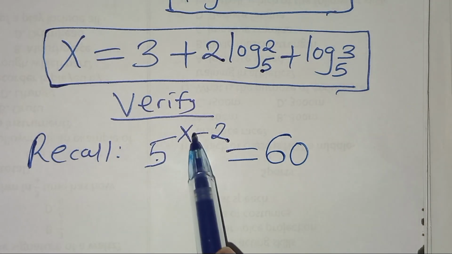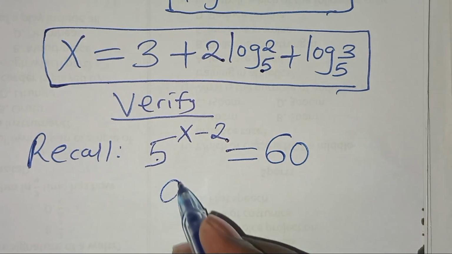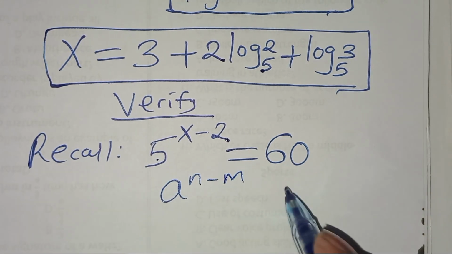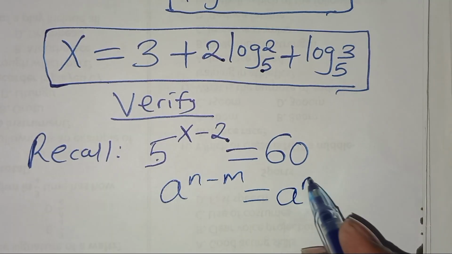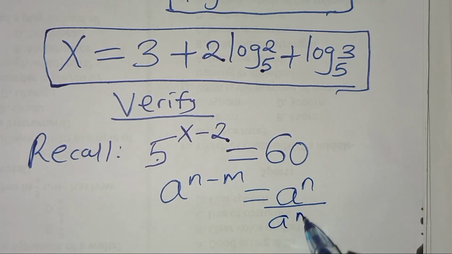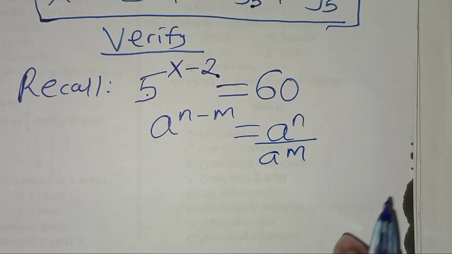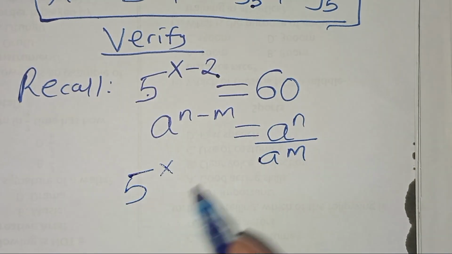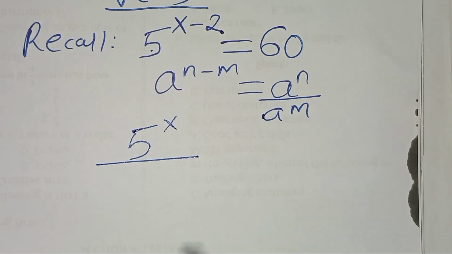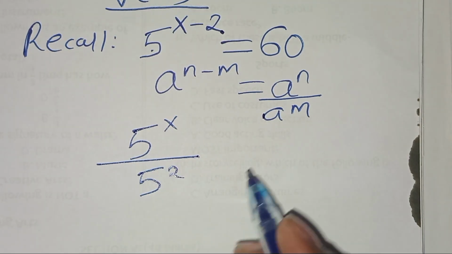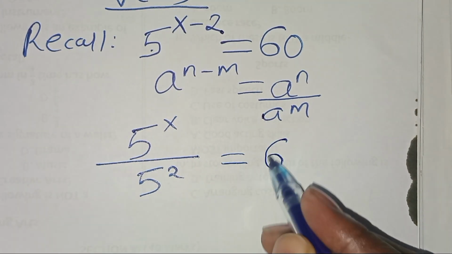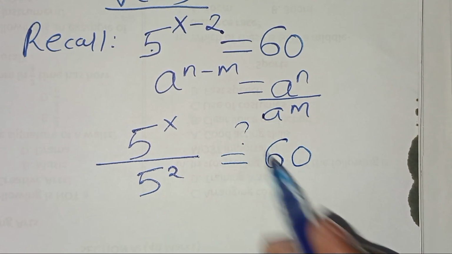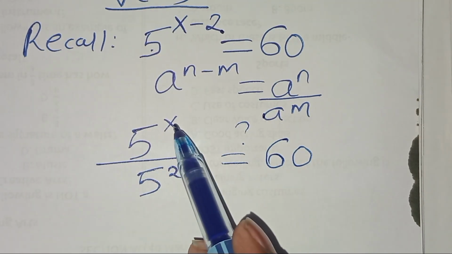Now, 5 raised to power x minus 2, this is in the form of a to power n minus m, which you can express as a to power n divided by a to power m. Applying this property, then here we have 5 to power x divided by 5 squared. This should give us a value of 60. Let's check if this is true. Let's substitute the value of x here.